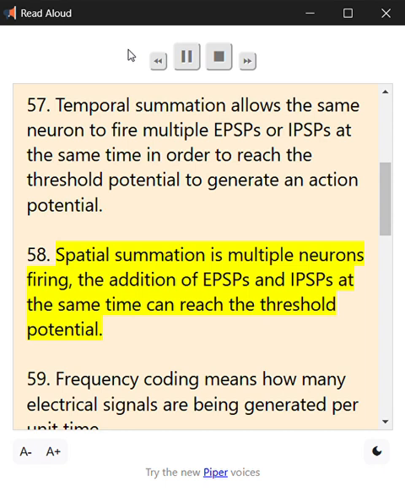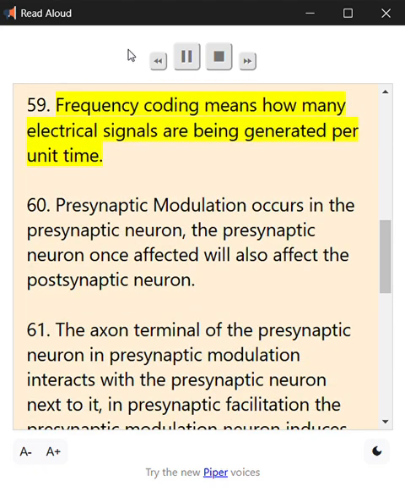58. Spatial summation is multiple neurons firing. The addition of EPSPs and IPSPs at the same time can reach the threshold potential. 59. Frequency coding means how many electrical signals are being generated per unit time. 60. Presynaptic modulation occurs in the presynaptic neuron. The presynaptic neuron, once affected, will also affect the postsynaptic neuron.